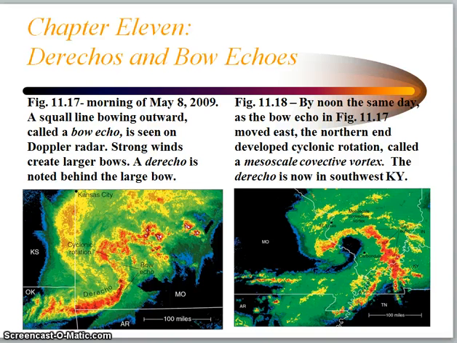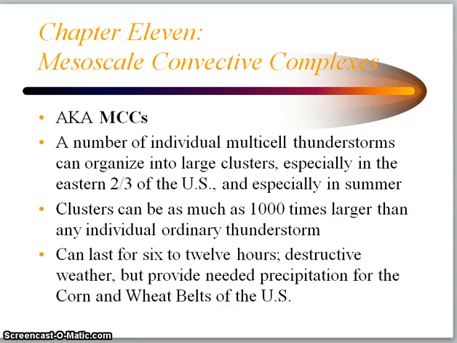Sometimes this thing will wrap around itself in a mesoscale low pressure system and be called a mesoscale convective vortex. This one has moved from Missouri to Kentucky, as you can see here. You also sometimes get something called the mesoscale convective complex, as I just mentioned. These are individual multi-cell thunderstorms that can merge together. This is especially true in the eastern two-thirds of the United States, and especially in summer and especially at night.